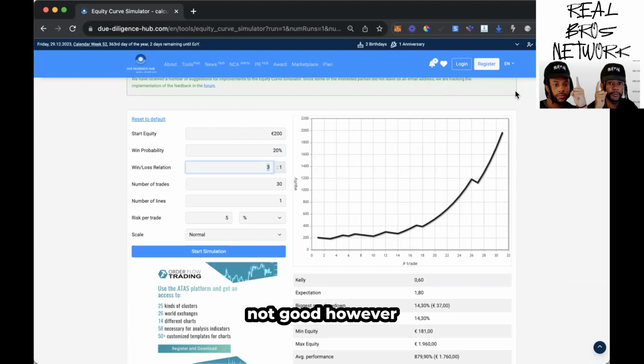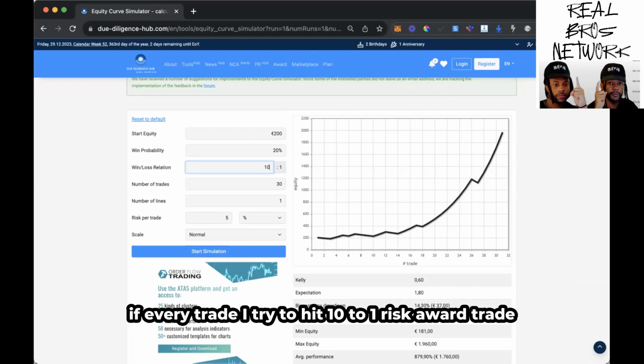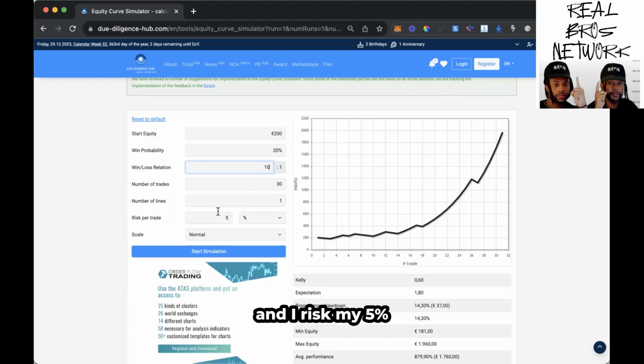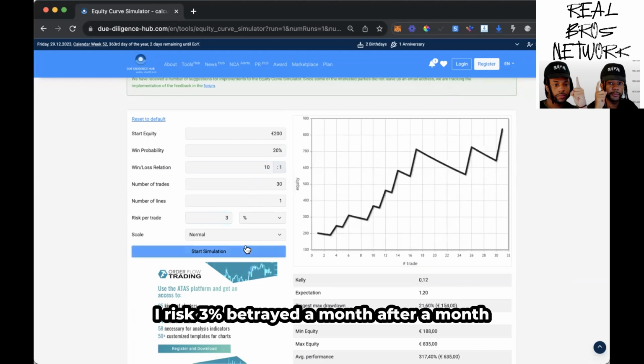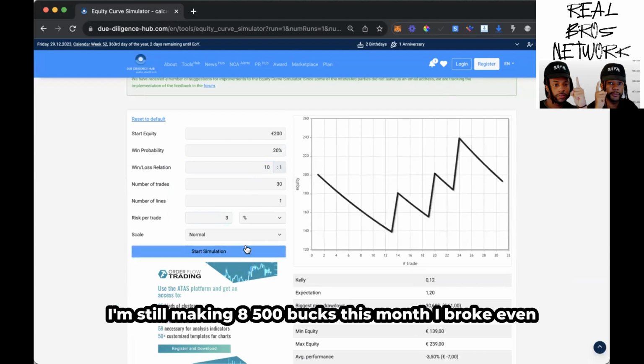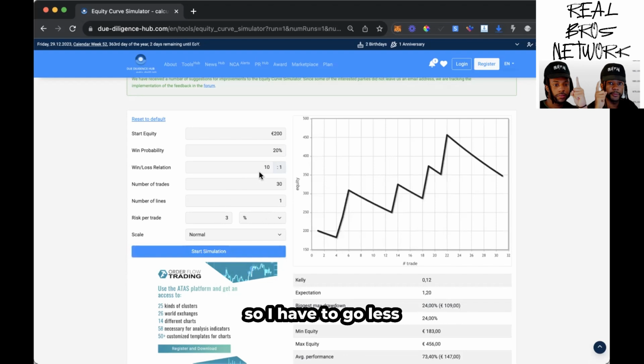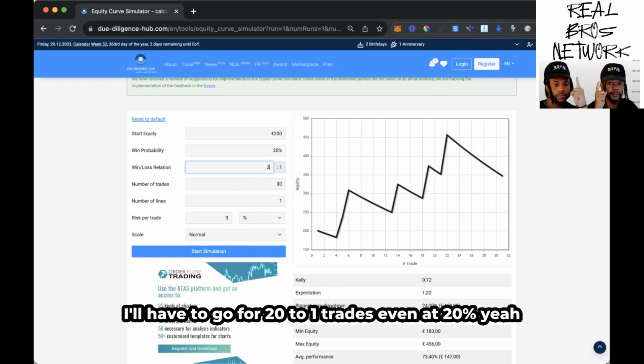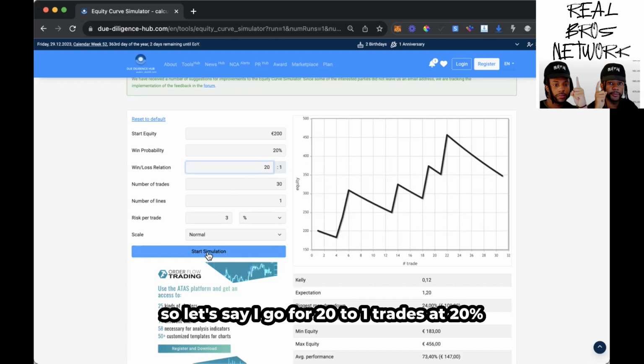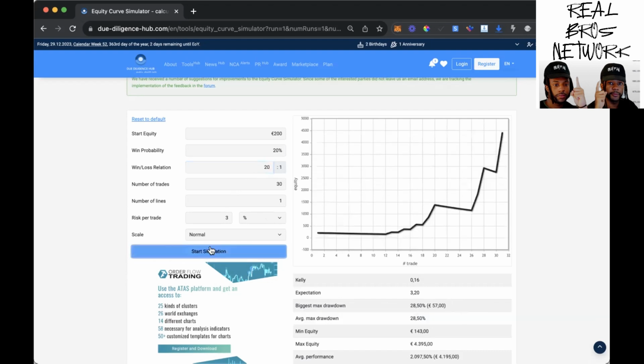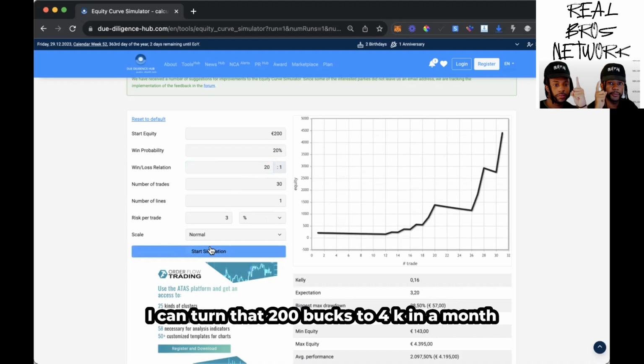Not good. However, with the math of trading, if every trade I try to hit a 10-to-1 risk-reward trade and I risk my 5%, I probably have to risk 3%. I risk 3% per trade. After a month, I'm still making $500. This month I broke even, so I have to go less. I'll have to go for 20-to-1 trades. Even at 20%, so let's say I go for 20-to-1 trades, at 20% I'm still making profit. I can turn that $200 to $4K in a month.